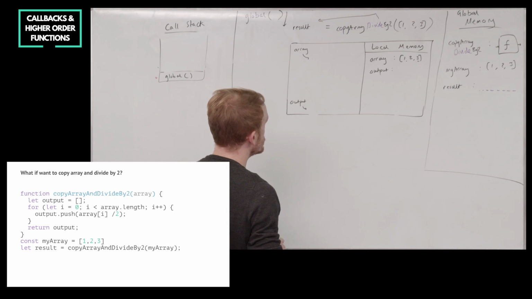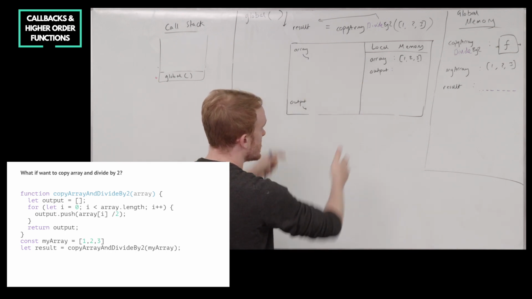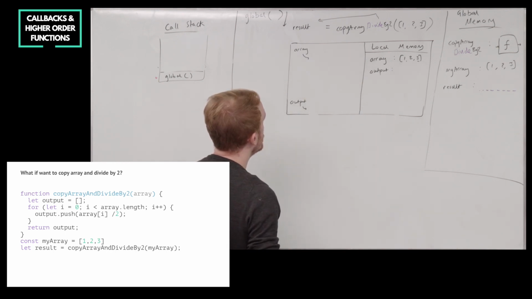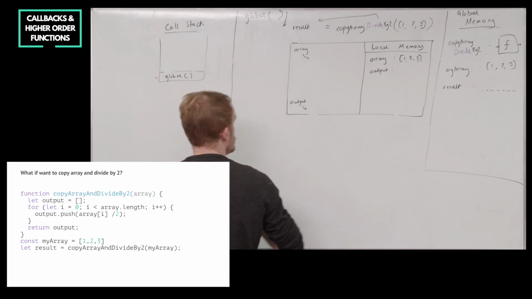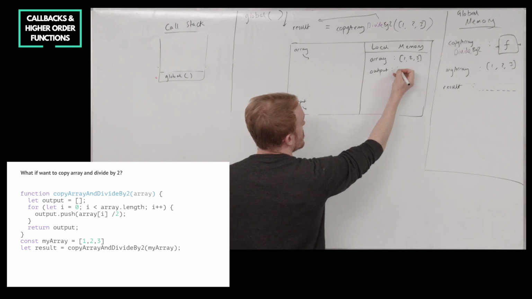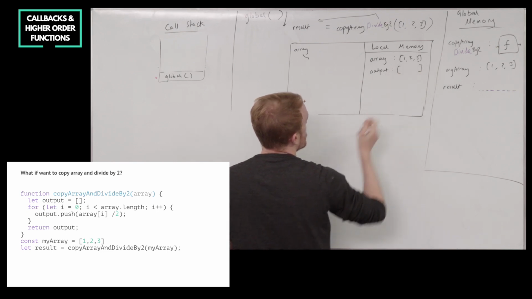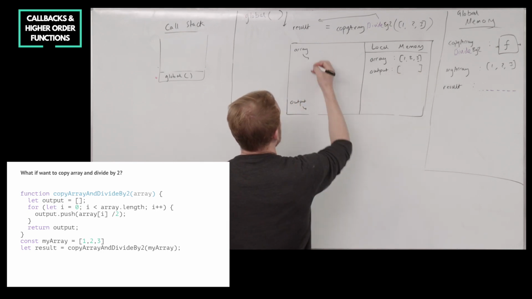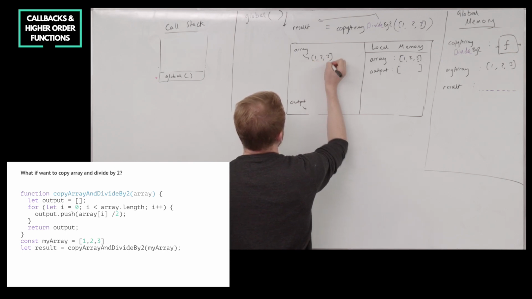We create a new local execution context. New execution context, there it is. And we set the parameter array to 1, 2, 3. Perfect. We set output to an empty array. And now we hit the body of the for loop, where we grab Philip.